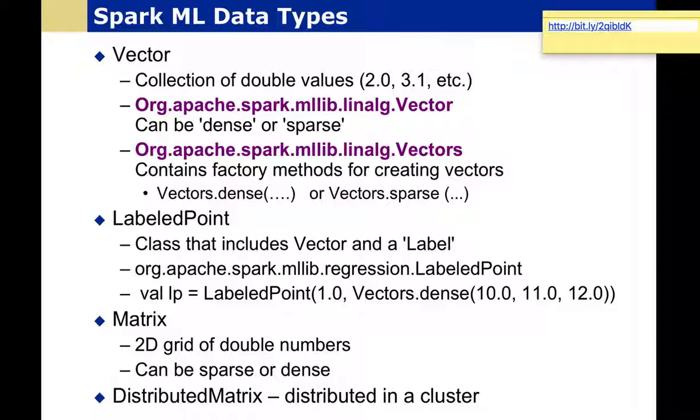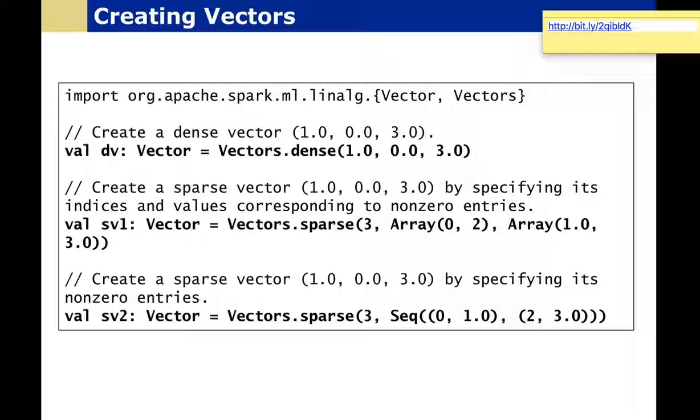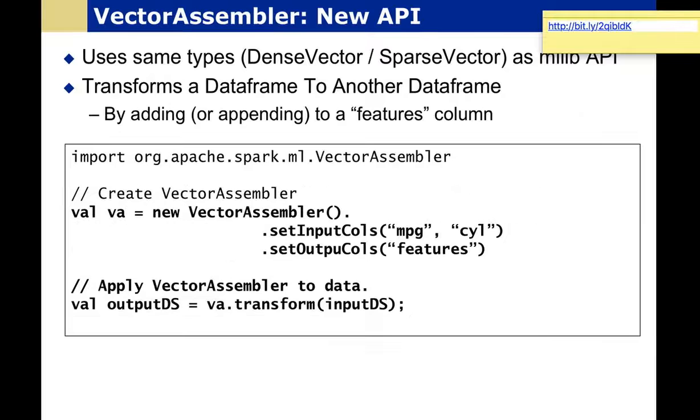We also have a LabeledPoint that is able to provide a label associated with a vector, and we use this a lot for regression and classification training. We also have a matrix, which is a 2D grid of double numbers, can be sparse or dense, and a distributed matrix as well. If we want to create vectors, we can use either the Vectors.dense or the Vectors.sparse factory methods, which will generate the vector type we need for performing the machine learning algorithms we want to perform.